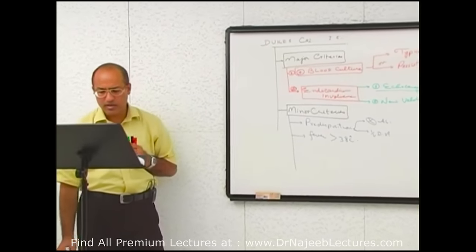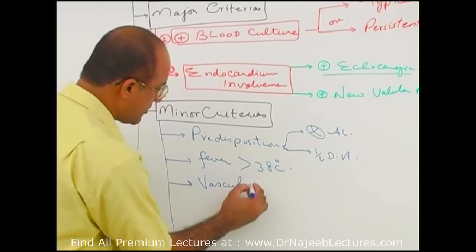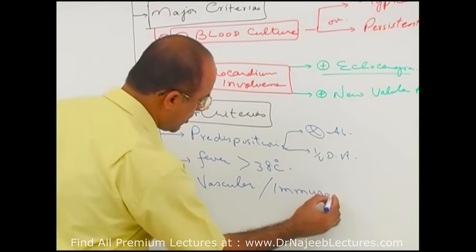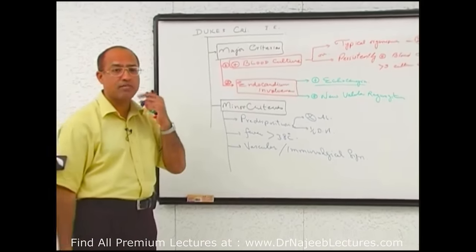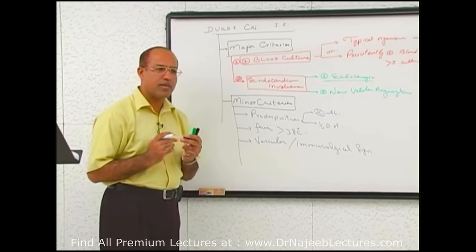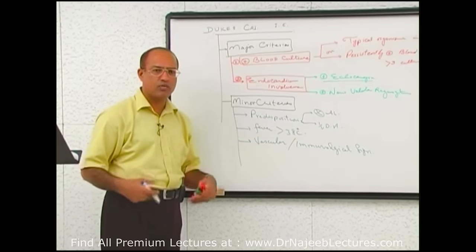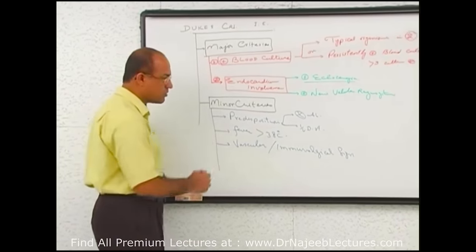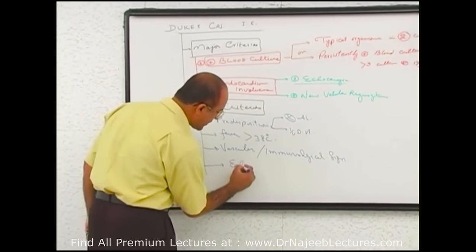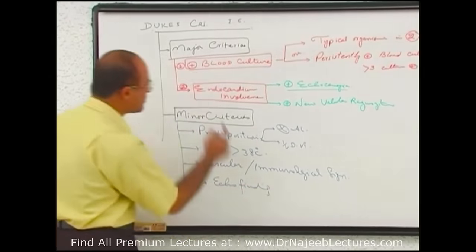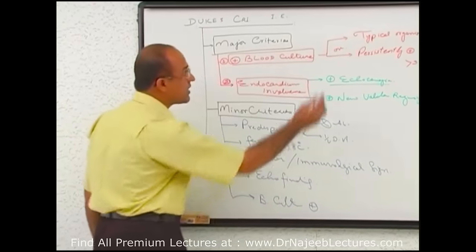The third criterion is vascular or immunological signs, which I have already discussed. For example, Roth spots, petechial hemorrhages, linear hemorrhages which are called splinter hemorrhages, Osler nodes, Janeway lesions, or evidence of glomerulonephritis or polyarthritis. If these are present, they are considered one of the minor features. Or there may be echocardiographic findings which do not qualify for the major criteria, or a positive blood culture not qualifying as the major criterion.